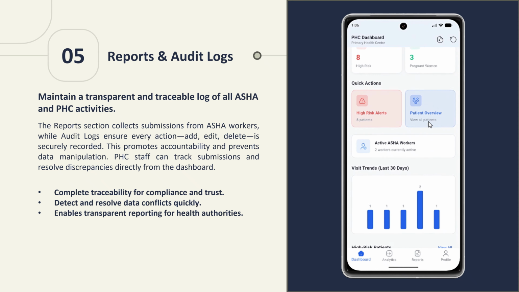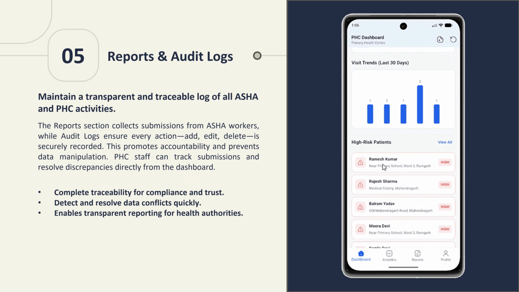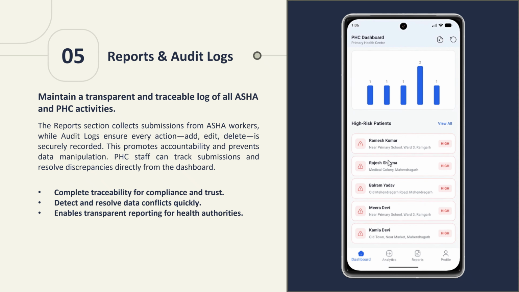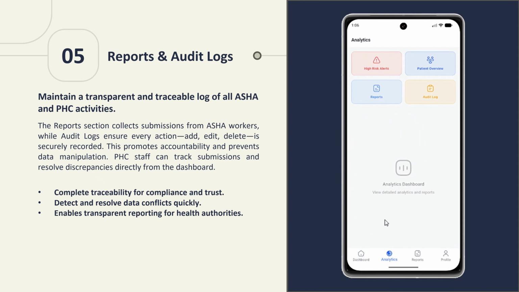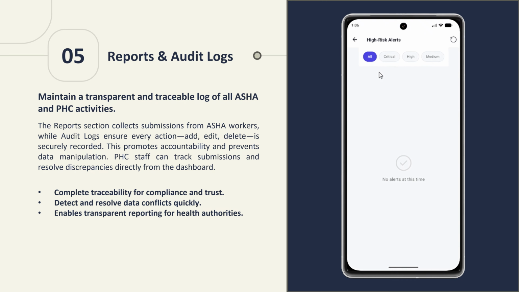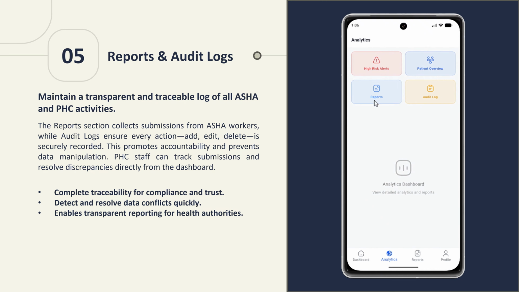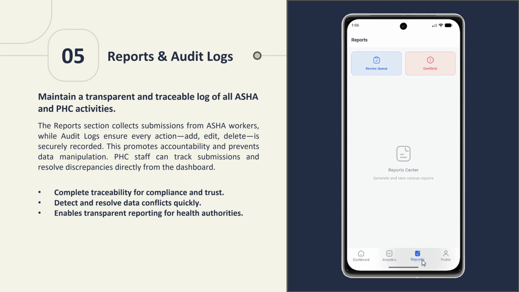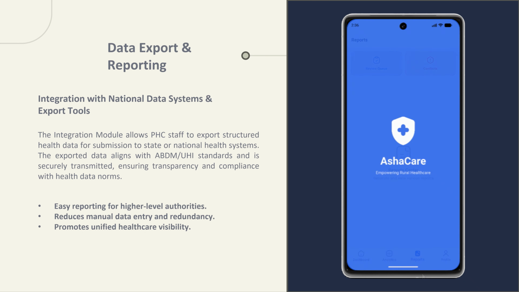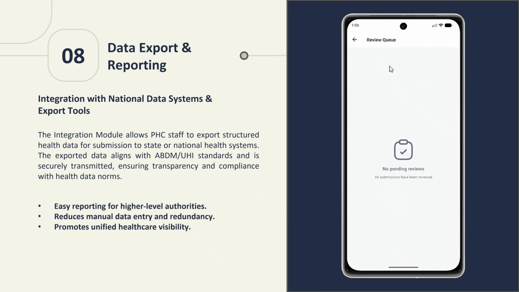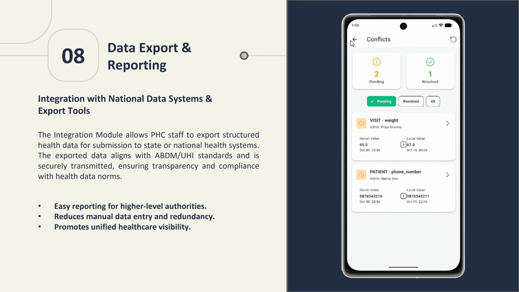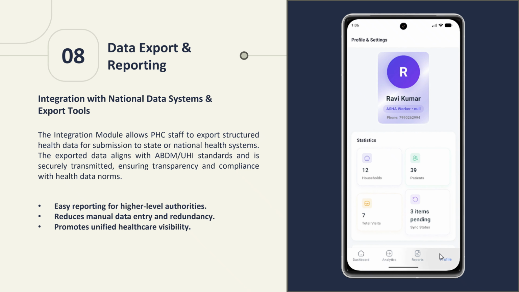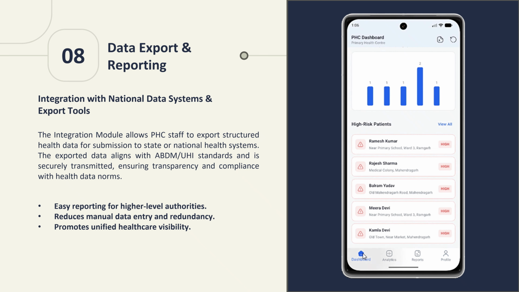Following this, we have sections for analytics, high risk alerts, patient overview, reports, and audit logs, which together give a complete picture of ongoing health activities. The report section shows submissions made by the ASHA worker. Currently, there are no reports available, but once uploaded, they can be reviewed here. PHC workers also have the ability to resolve conflicts, similar to ANM supervisors. Finally, we arrive at the profile page where users can view their profile details and related settings.